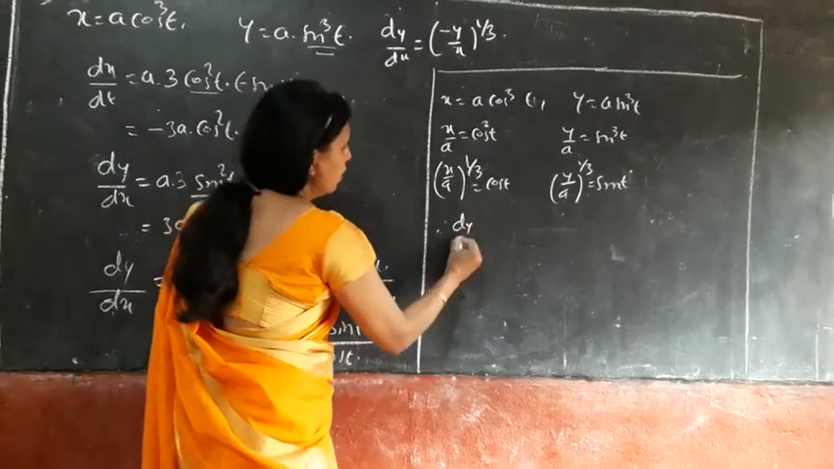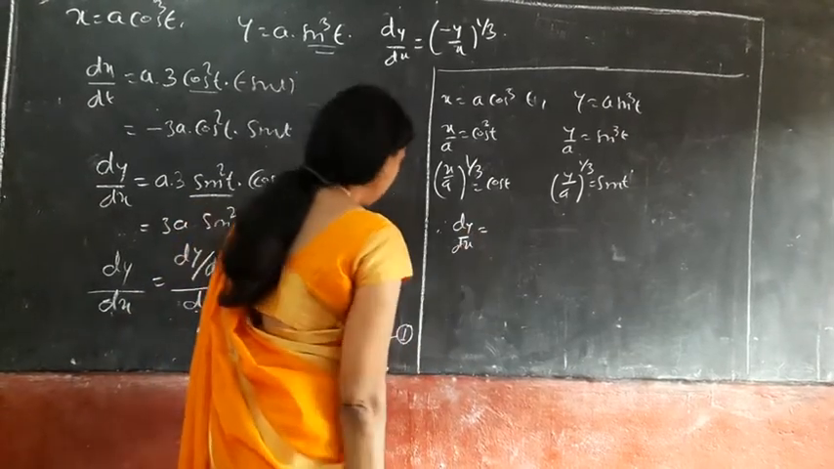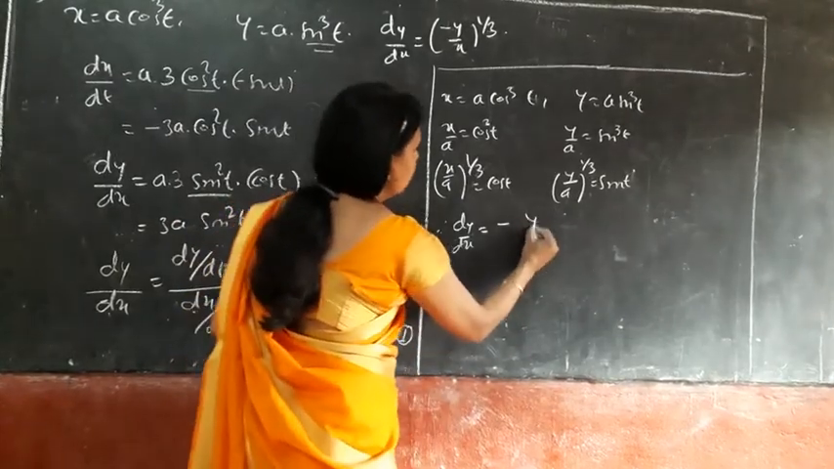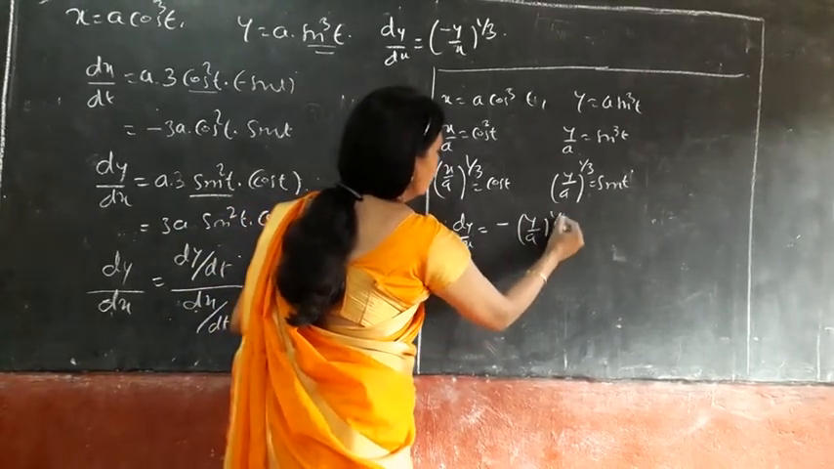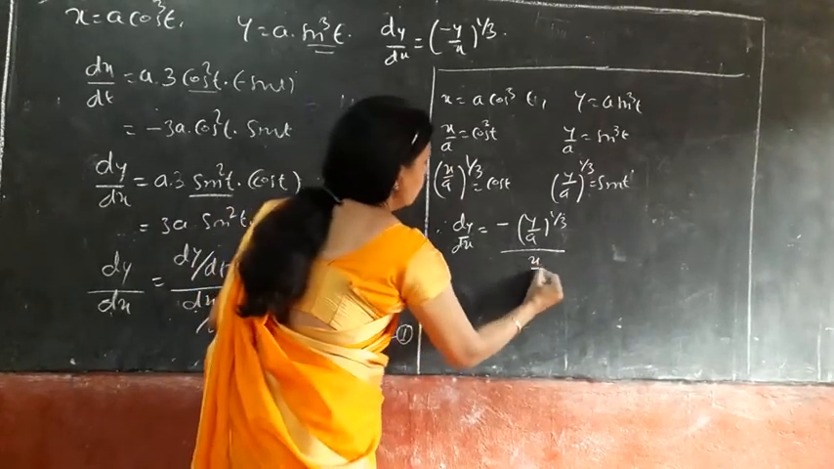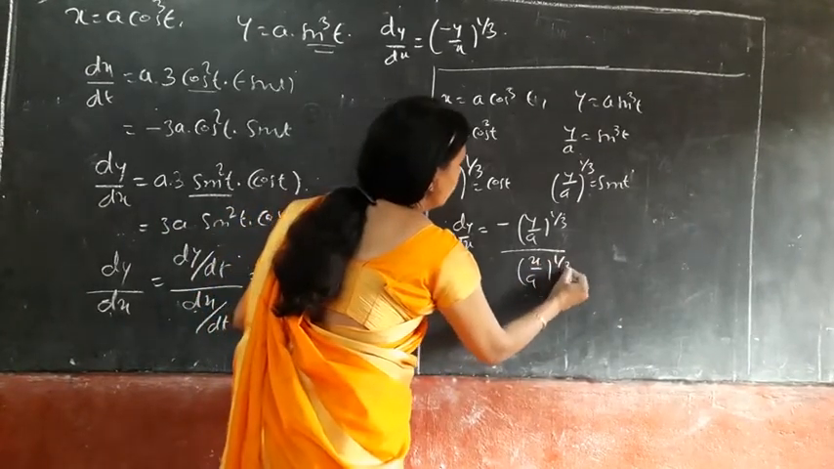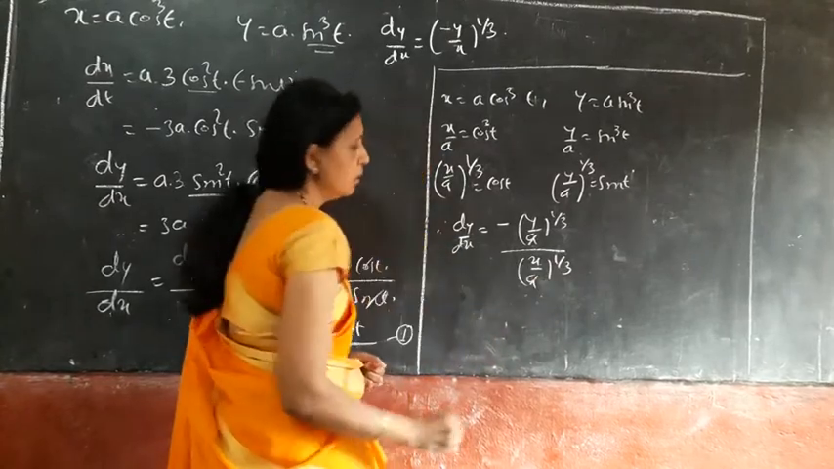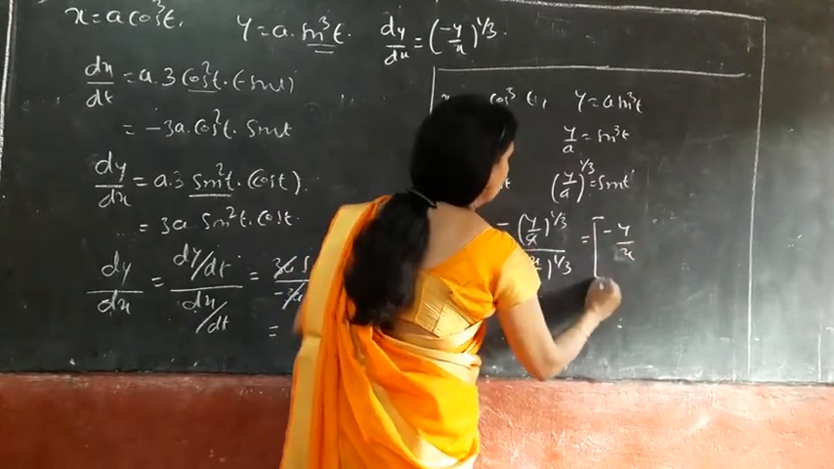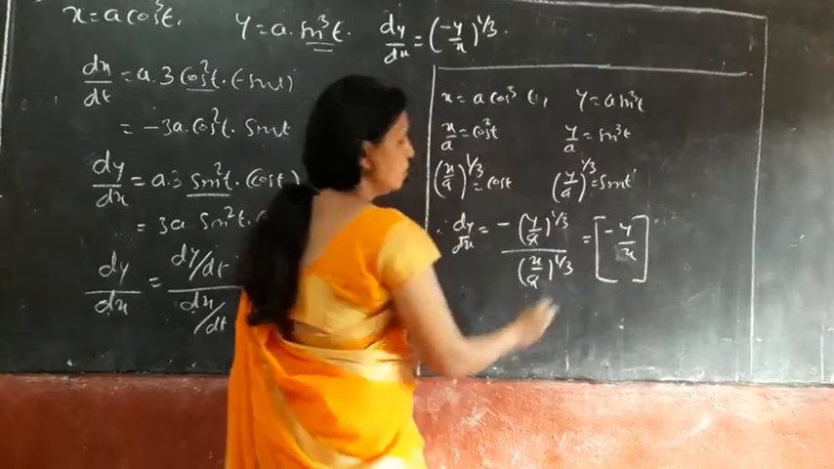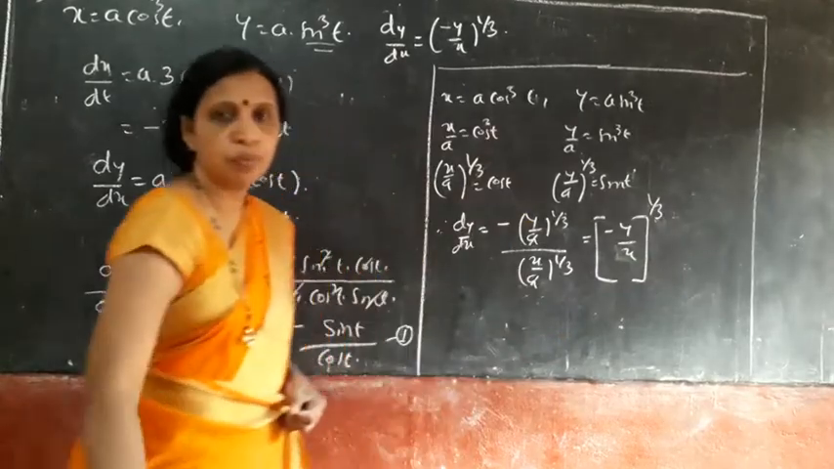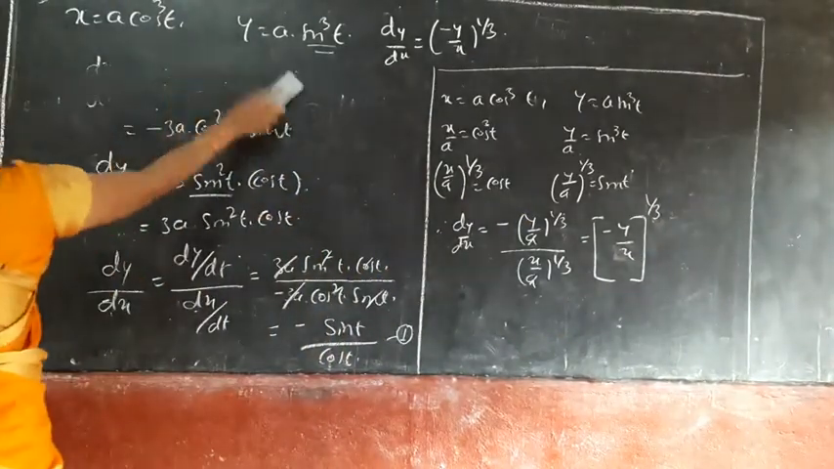Therefore, dy upon dx equal to minus sin t upon cos t. What is the value of sin t? See here, sin t is (y upon a) raised to 1 upon 3 and cos t is (x upon a) raised to 1 upon 3. Here the denominator a cancels. We get minus (y upon x) raised to 1 upon 3. Thus we prove the result.